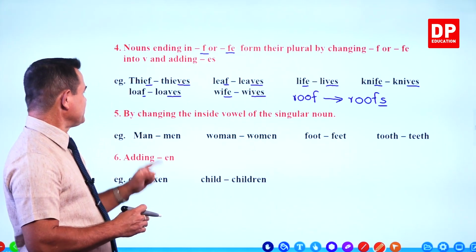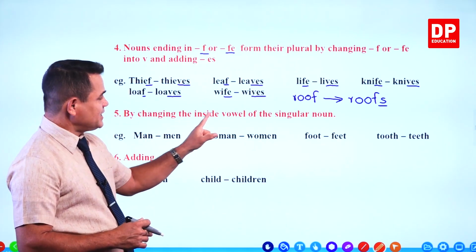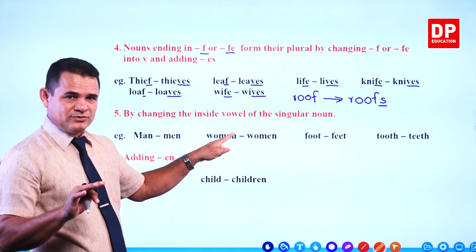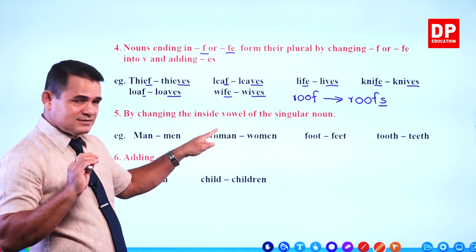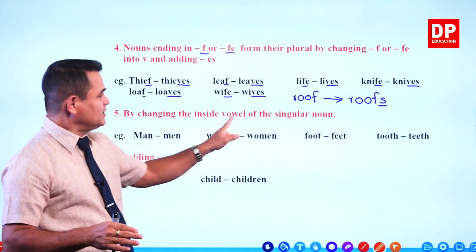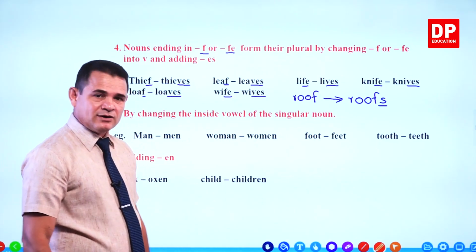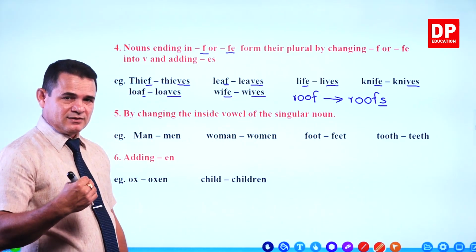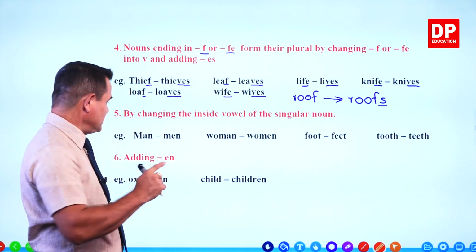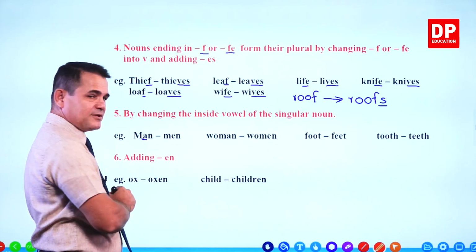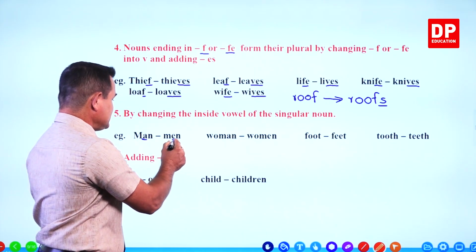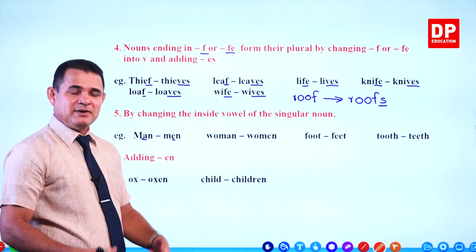And the next one, by changing the inside vowel. You know vowels, I told you: A, E, I, O, U. The inside vowel of the word is changed, the vowel inside the singular noun. Now here, look at man. One, singular. The inside vowel is A. When you make it plural, it becomes E: men. Men is the plural one.